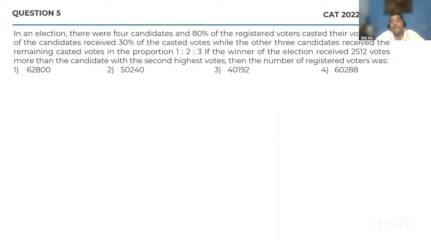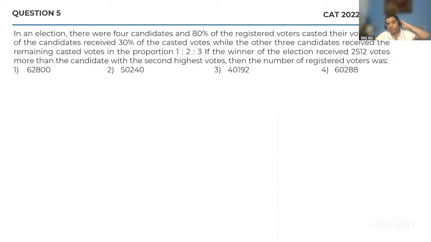It says, in an election, there were 4 candidates and 80% of the registered voters casted their votes. One of the candidates received 30% of the casted votes, while the other 3 candidates received the remaining casted votes in the ratio 1:2:3. If the winner of the election received 2512 votes more than the candidate with the second highest vote, then the number of registered voters was. Okay, I hope the question is clear.